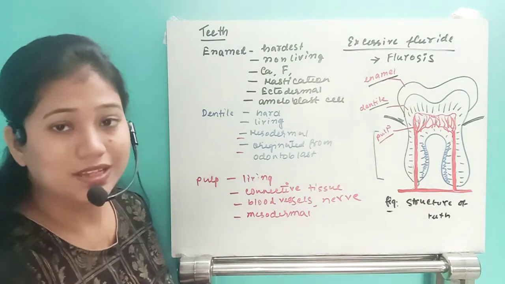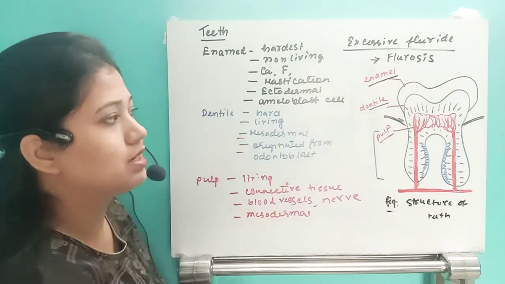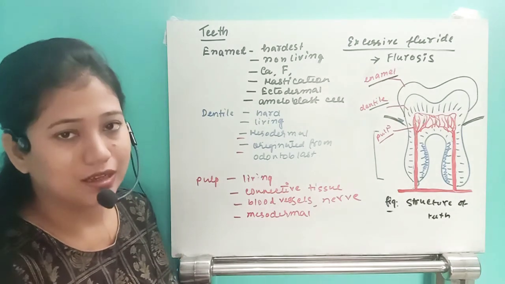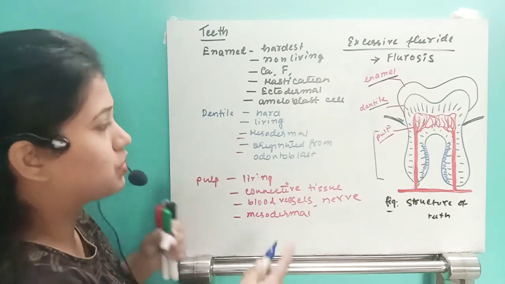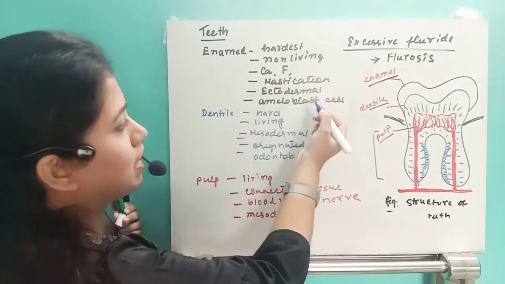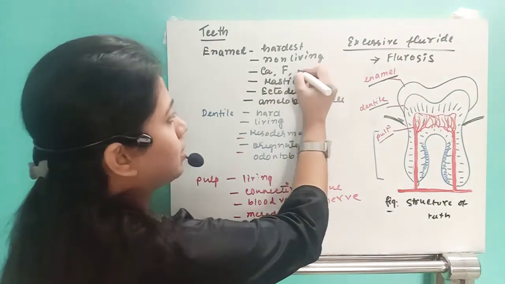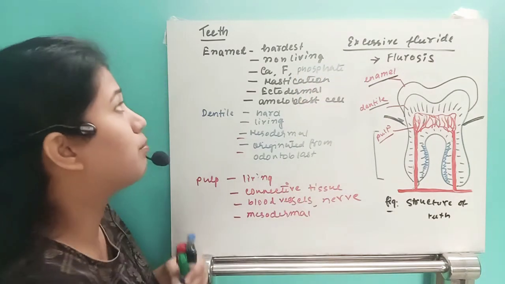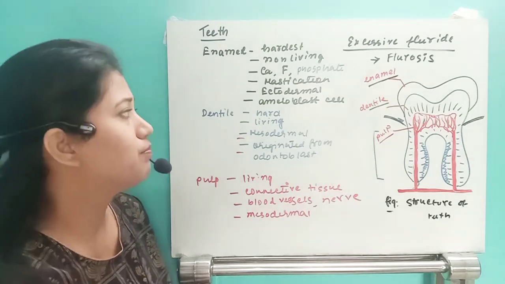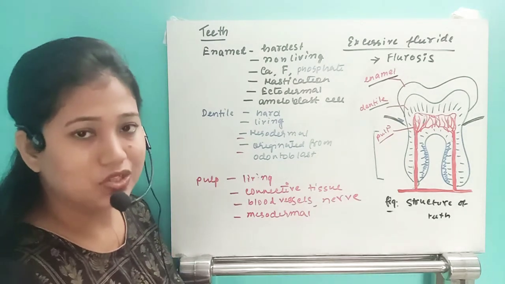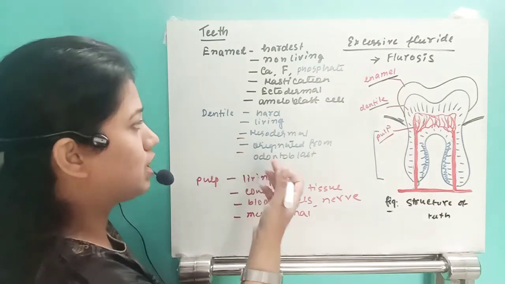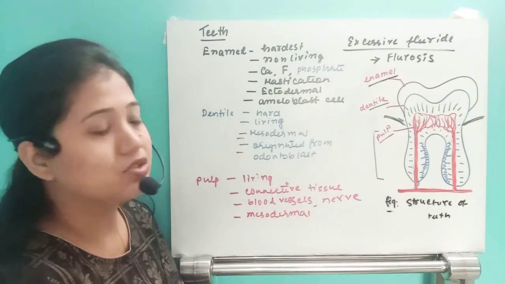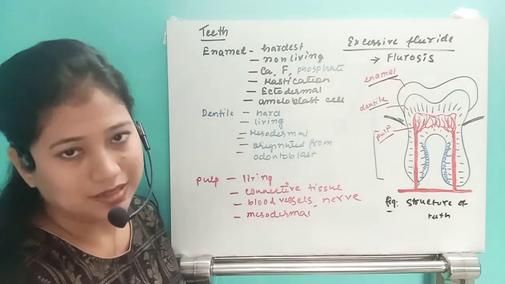So you can see once again that the teeth is going to have three parts. What are they? Enamel, dentine and the pulp region. This enamel, which is the hardest part, non-living, has calcium, then fluoride and phosphate present. So calcium phosphate is the chief component present in the enamel. Next, it helps in mastication or chewing of the food. Next, it is originated ectodermally from one cell. That cell is called the ameloblast cell.